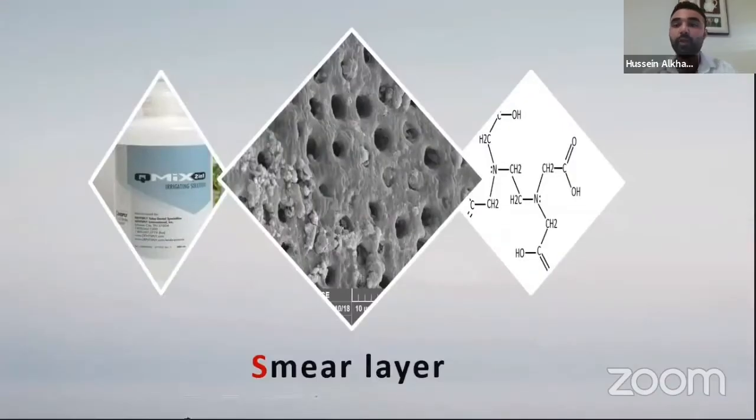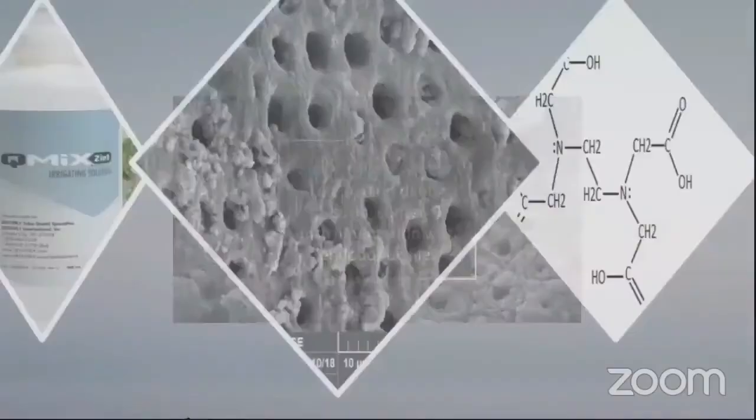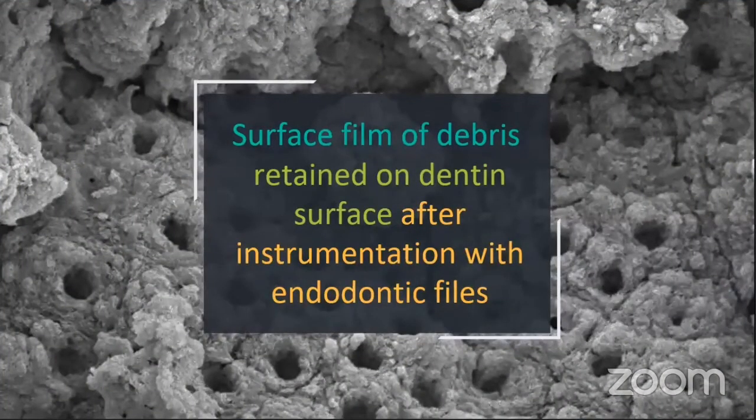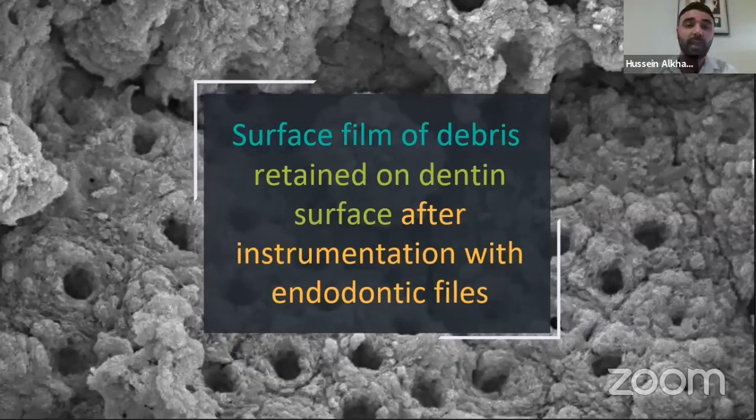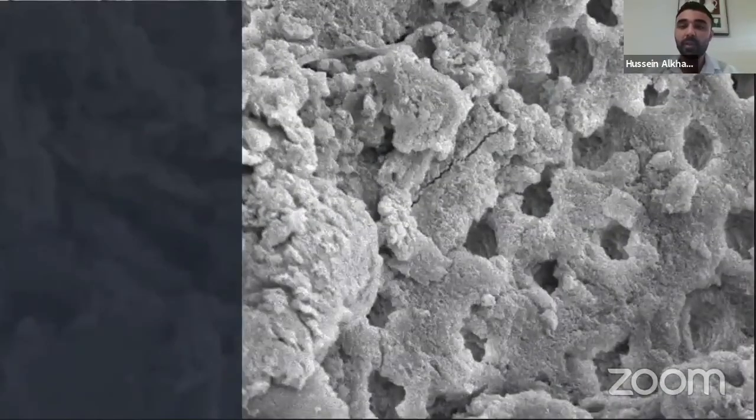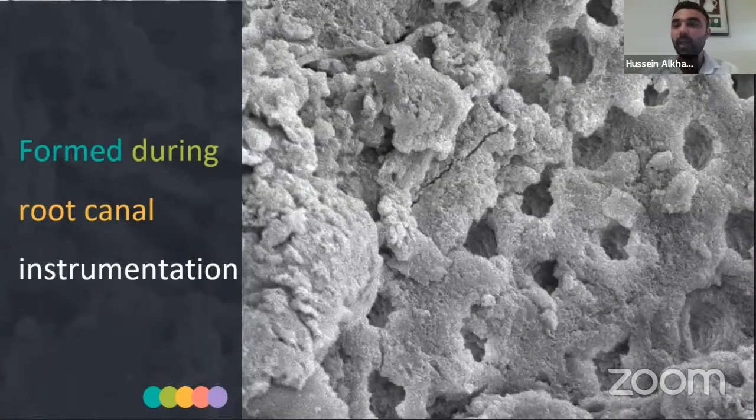Another factor we should consider is the smear layer. Smear layer is a surface film of debris retained on the dentin surface after instrumentation with endodontic files. As we see in this image, taken with a scanning electron microscope, the dentinal tubules are not opened sufficiently due to the accumulation of debris and smear layer. Any cutting instrument introduced within the root canal will cause smear layer and debris generation.